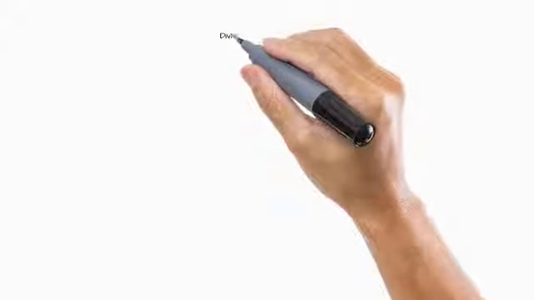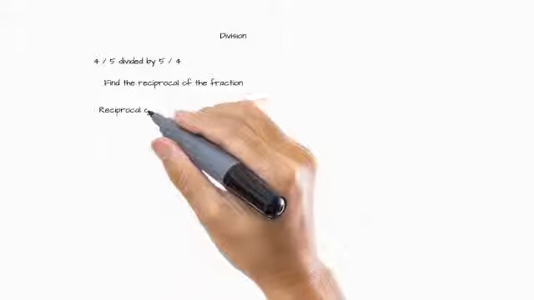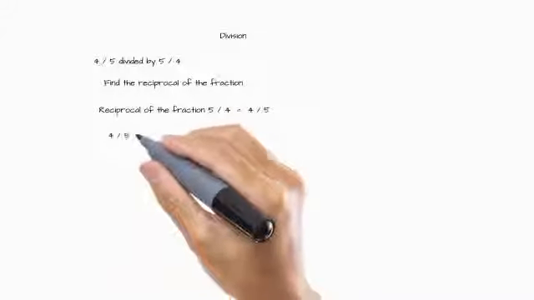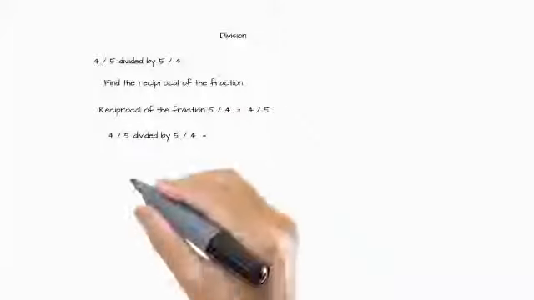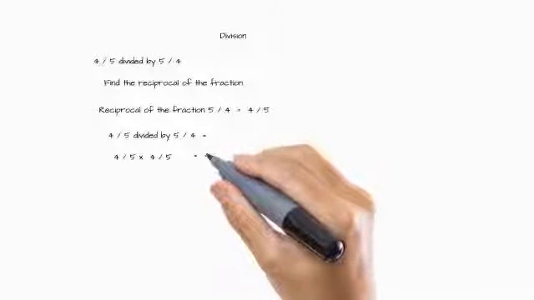Next is division of fractions. Exercise: 4/5 divided by 5/4. How can we divide the fractions? Division of two fractions is equal to multiplying the first fraction by the reciprocal of the second fraction. The reciprocal of the second fraction 5/4 is 4/5. You already learned about the reciprocal in previous classes: just reverse the numerator and denominator. Next, multiply the numerators and denominators, that is numerator 4 × 4 divided by denominator 5 × 5 equals 16/25. The answer is 16/25.